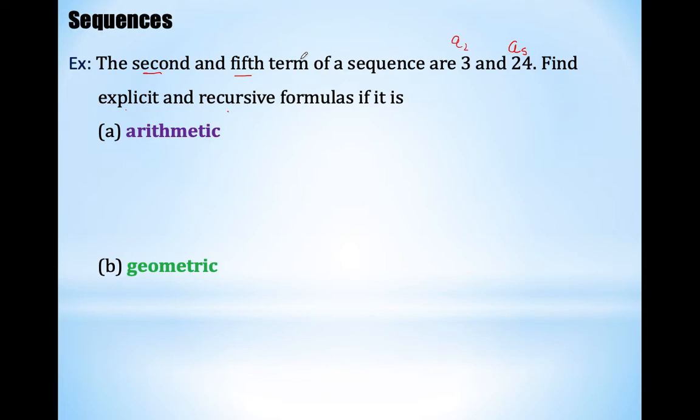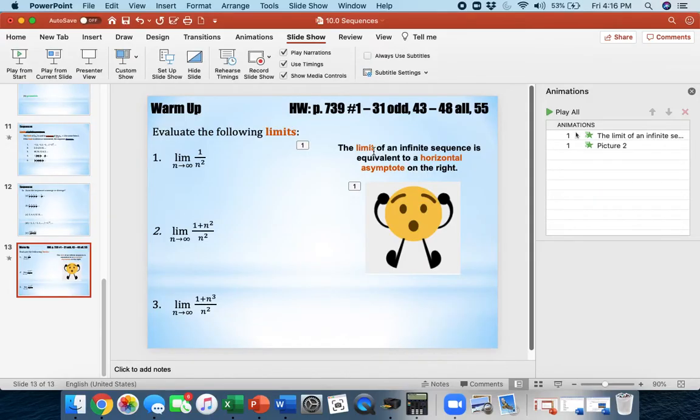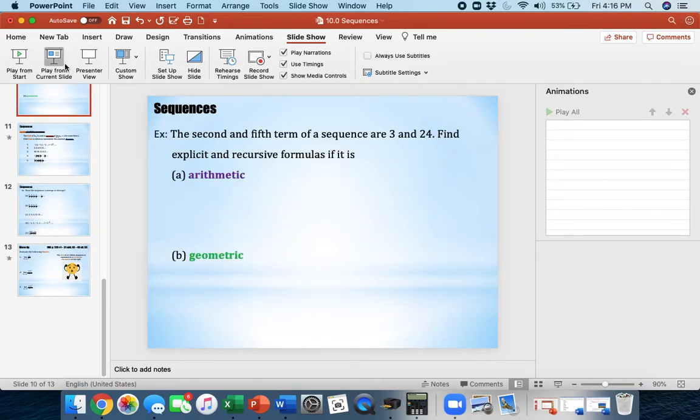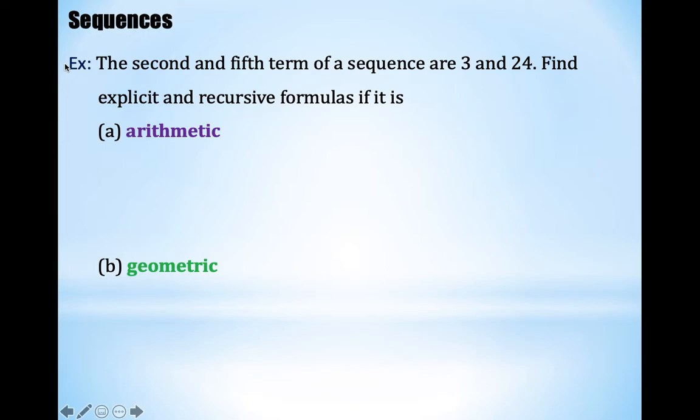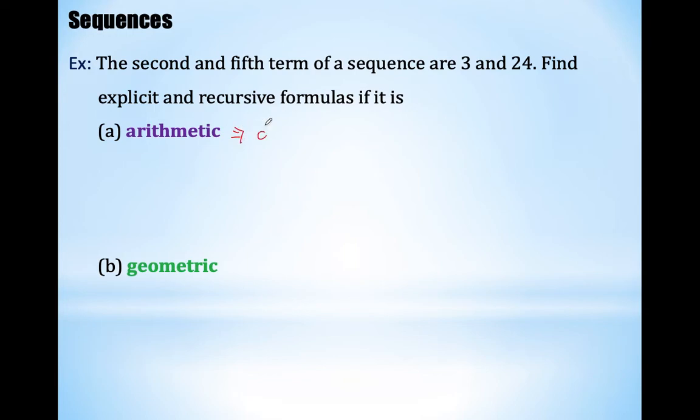What am I going to do with that? Well, whoops, sorry. Hit the wrong. Arithmetic. If I have an arithmetic sequence, then I have a common difference. But I don't have sequential terms, so I can't find it, right? Just by subtracting 24 and 3.